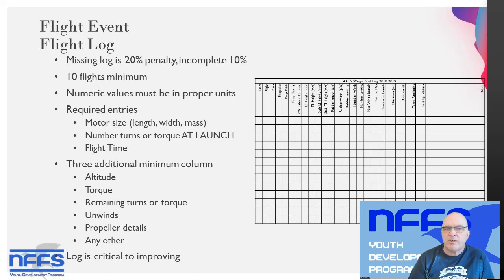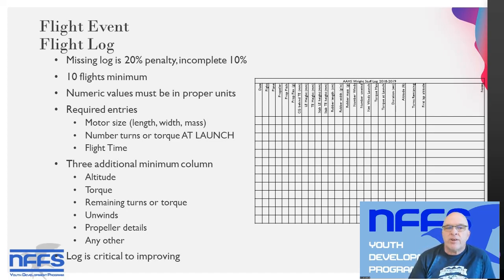10 flights minimum must be recorded. Numeric values must be in proper units. Make sure you put units on it, but this year they're allowing both metric and English. They just must be correct units for what you're measuring. Now, if your torque meter is one of the low-cost torque meters from some of the suppliers that just has numbers without units, just put in parentheses arbitrary units, because it doesn't have a real calibration.